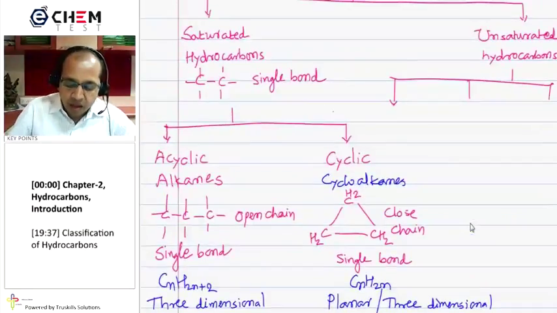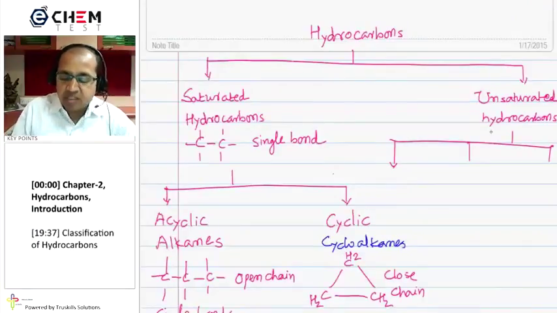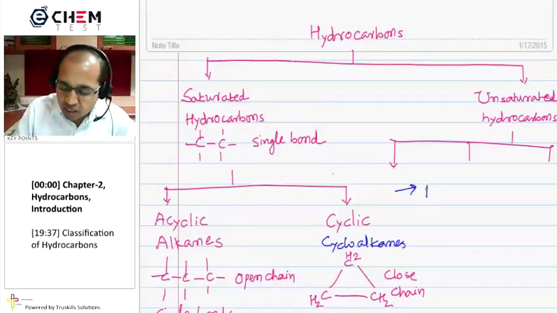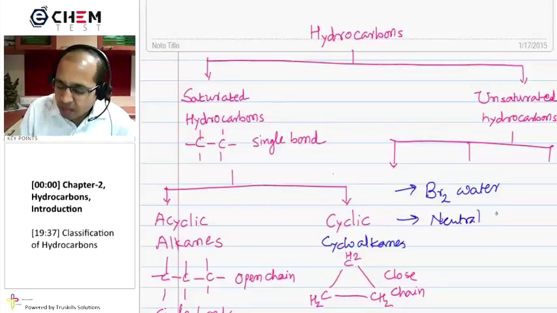Similarly, I can say that unsaturated hydrocarbon. Now, how will you identify unsaturated hydrocarbon? Then there are two reagents. One is called bromine water and another is neutral KMnO4 solution.